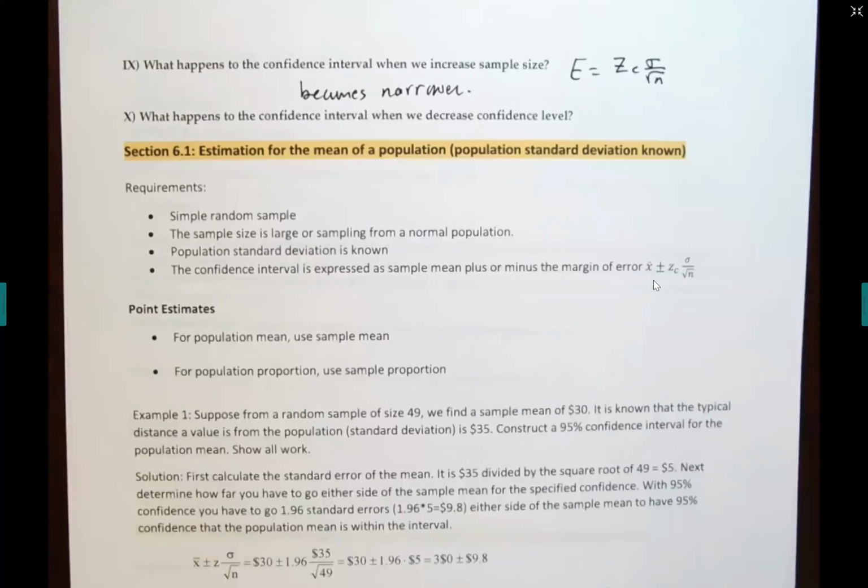What happens to the confidence interval when we decrease the confidence level? It decreases, it becomes narrower, but the confidence level is low, which is sometimes not accepted by many people.